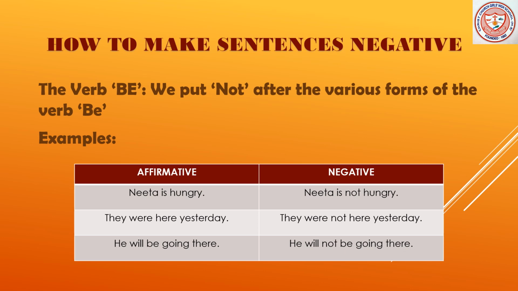Next one. Number 3. He will be going there. You can easily understand that this is an affirmative sentence. So, how will it be transformed into negative? He will not be going there. Here we are getting one negative word. So it will be treated as a negative sentence.